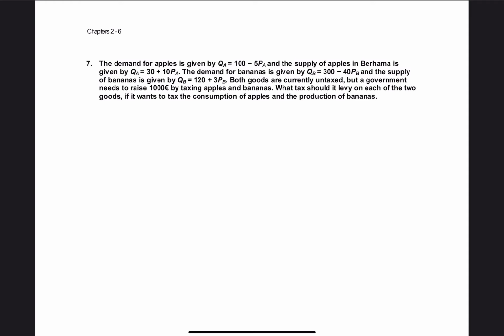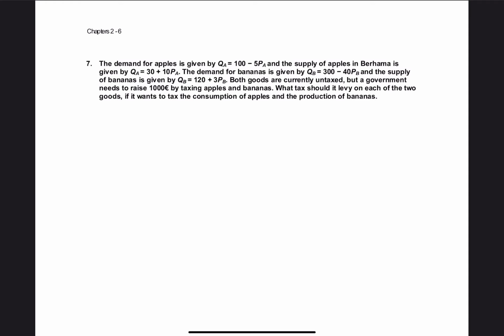The demand for apples is given by QA equal to 100 minus 5 times PA, and the supply of apples is given by 30 plus 10 times PA. The demand for bananas is given by 300 minus 40 times PB, and the supply of bananas is given by 120 plus 3 times PB. Both goods are currently untaxed, but the government needs to raise 1,000 euros by taxing apples and bananas. What tax should it levy on each of the two goods if it wants to tax the consumption of apples and the production of bananas?